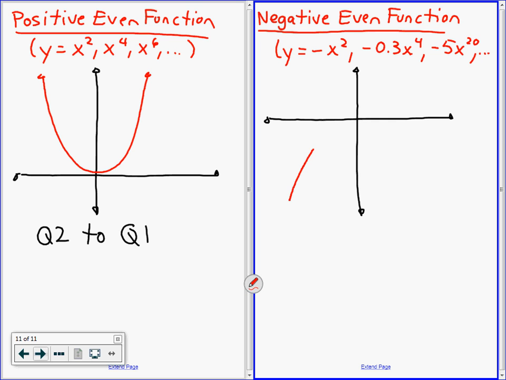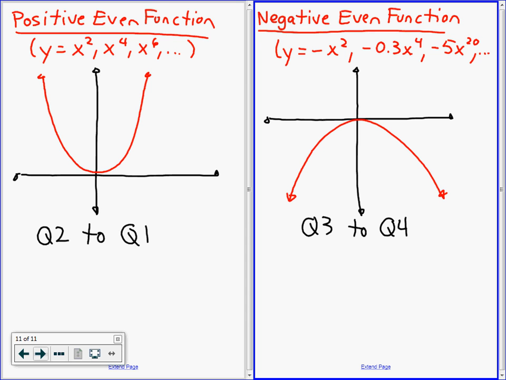So this one's going to look like x squared, but it's going to be upside down. That's the only difference. All right, Regan, what quadrant does that go from and to, please? 3 to 4, Q3 to Q4. Okay, so that was an addendum to your homework. You put that in your notes or your homework. I just want to make sure that's good.